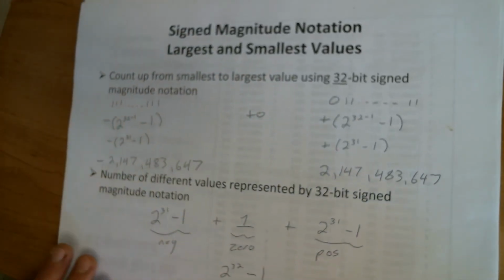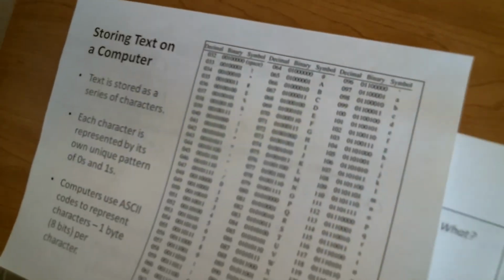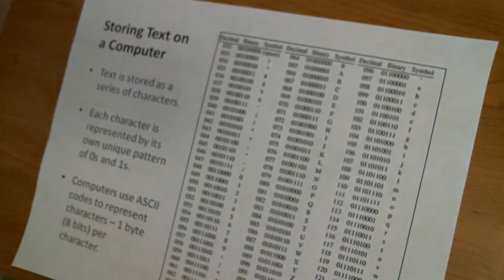So where we're going from here is we've talked about how numbers are represented on a computer. All right, we know that they're going to be in binary. We've talked about sign magnitude notation. Now the question is, how do we represent other things on a computer? So let's start with text. So storing text on a computer.